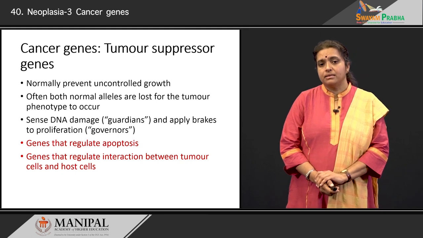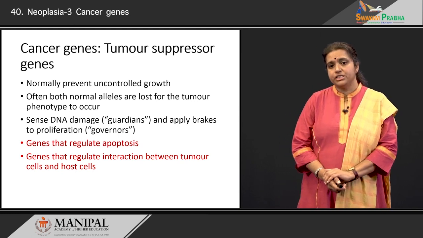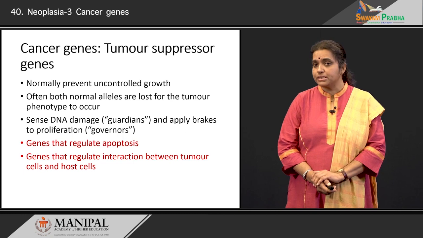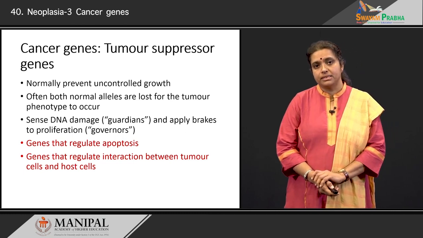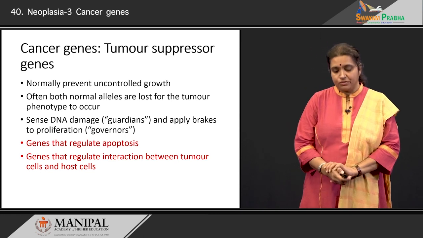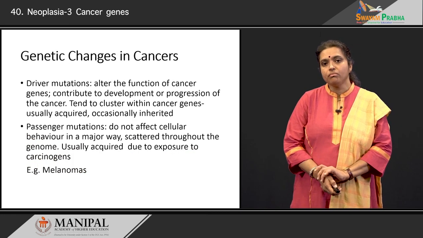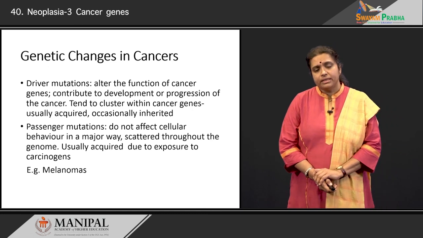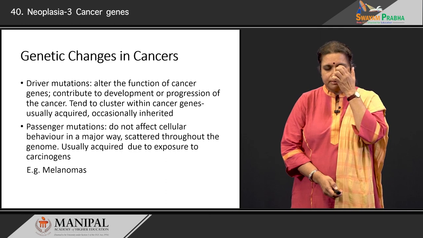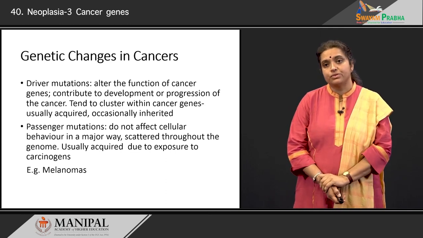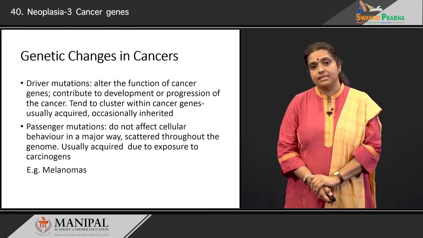And the last class of genes I already mentioned are the genes that regulate interaction between tumor cells and host cells, and this is particularly important in the setting of immune surveillance of cancers. Right. So now, we discussed what the cancer genes are, what the classes of the different kinds of cancer genes are.